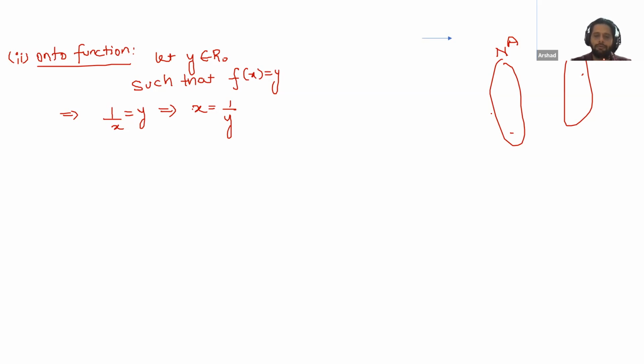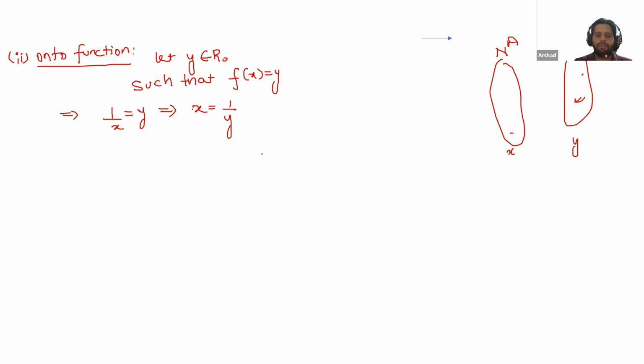Is there any value? Can you repeat what you asked? Yes, I'm saying, is there any value in this R0 for which the expression 1 by y does not belong to the natural numbers? 1 by y means x. So x lies here, this is natural numbers. Y is what? R0. So is there any value in R0 for which this x is not a natural number? Any value except one. Perfect. Very good, Noma.